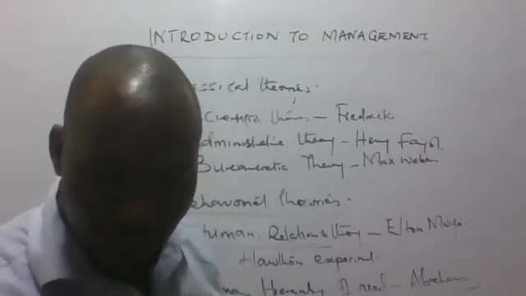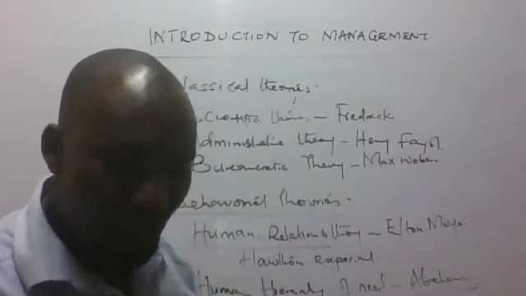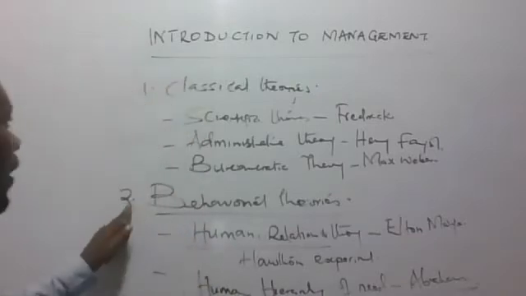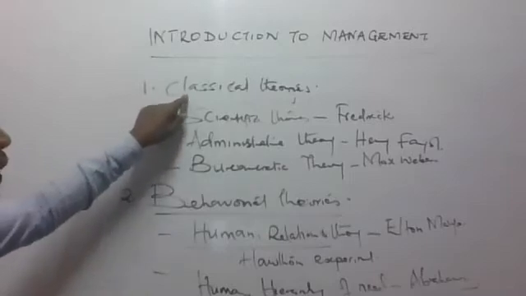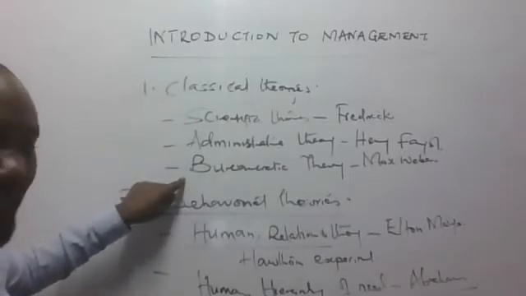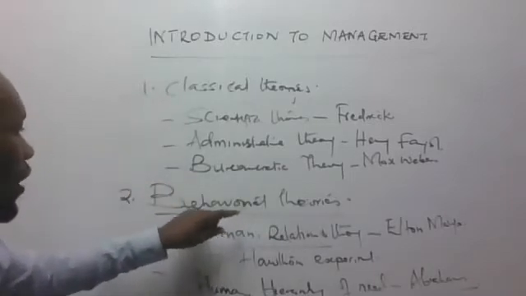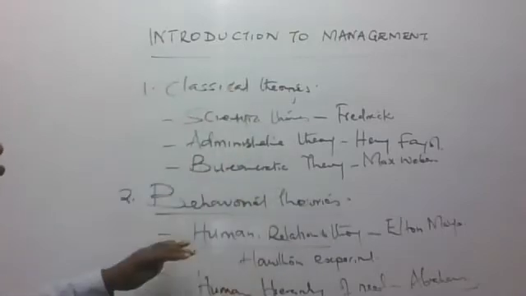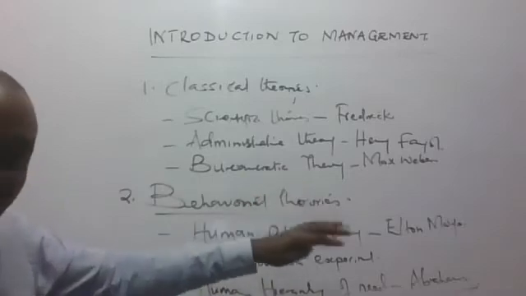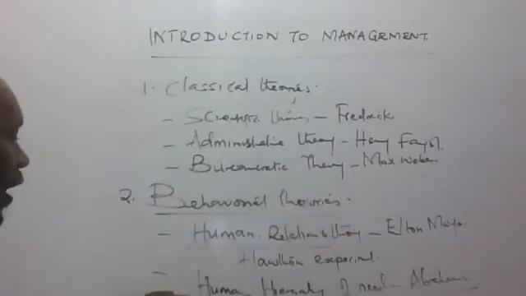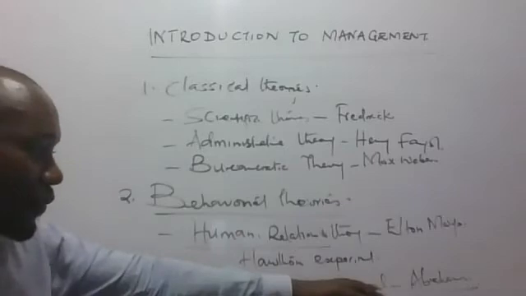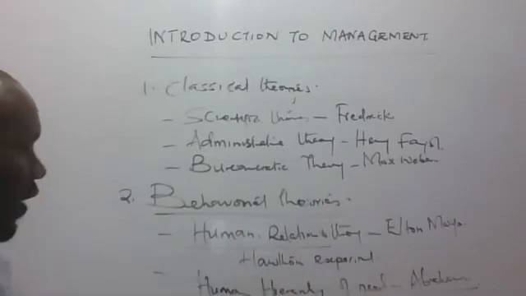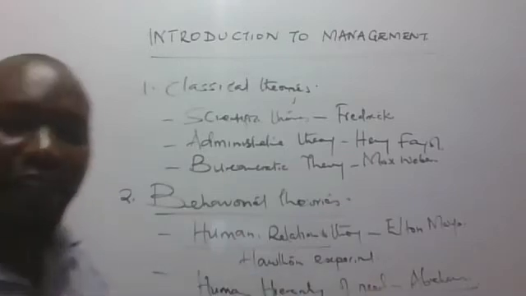Then now we have the last theory, number 3. The first one was classical, and these are the ones under classical. Then under behavioral theory, where we try to improve on this by looking at the behavior of human beings, we had the first one, human relations, by Elton Mayo. We have hierarchy of needs by Abraham Maslow. Then we have McGregor's theory X and Y.